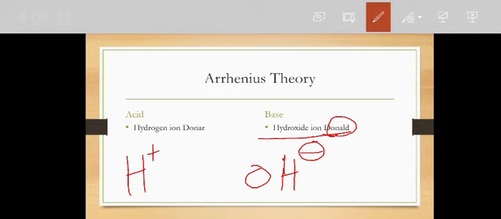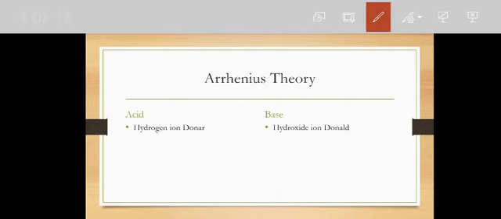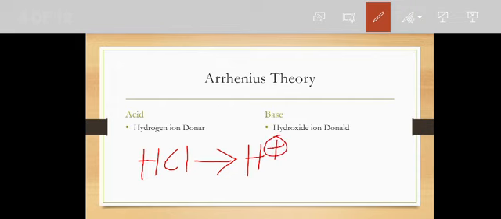Acid means hydrogen donor, and base means hydroxide donor. For example, HCl. When we dissolve HCl in water, or add a few drops of HCl into water, there is formation of H plus ion. The ion is formed.